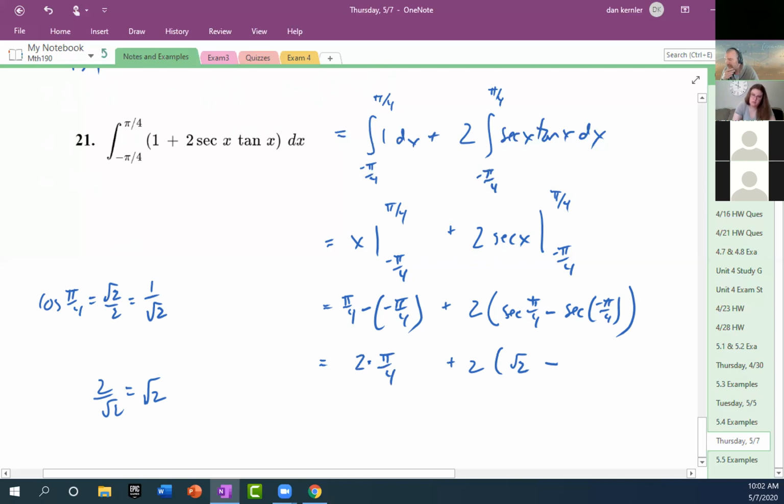And then secant of negative pi over 4 is the same. It's the same x coordinate on the unit circle for the cosine. So interesting. So we just get pi over 2.